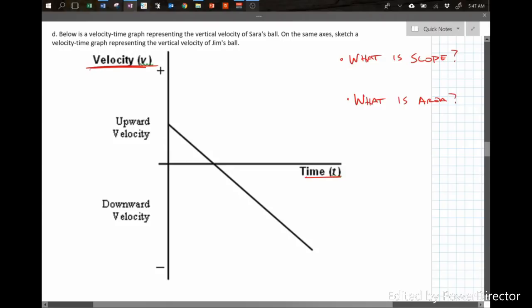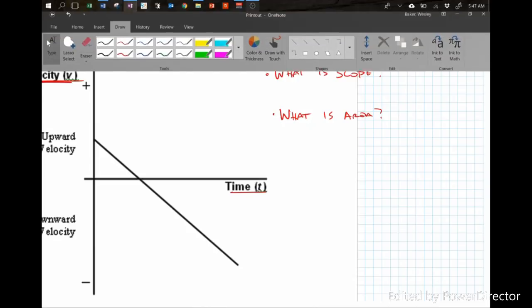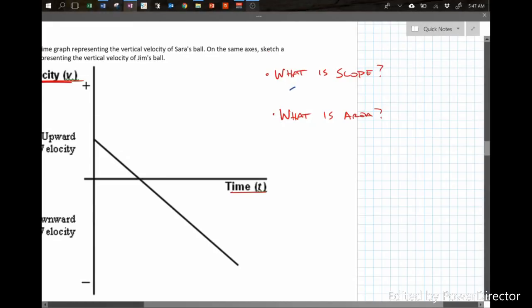This is an every-time-you-see-a-graph thing. It is the smart thing to do as we're going through problems. What is the slope? What is the area? And even before getting into this graph, for the slope, we're always looking at rise over run. The y value over the x value. That's going to be how we calculate the slope.